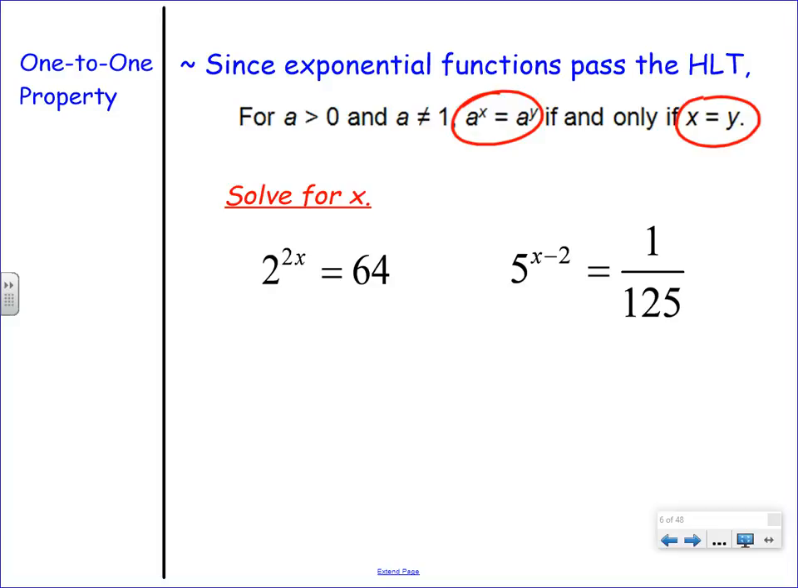But the struggle is, guys, look at both these examples down below. Do either of them have matching bases? No, this one's 2 to the 2x, this is 64 to the 1. They don't even match. What's the big deal? Yeah, it must be bad at examples.